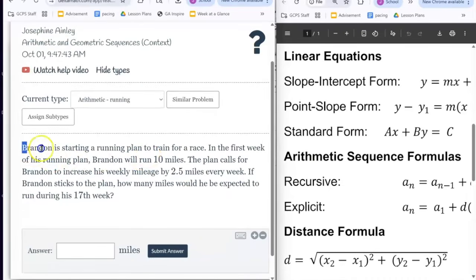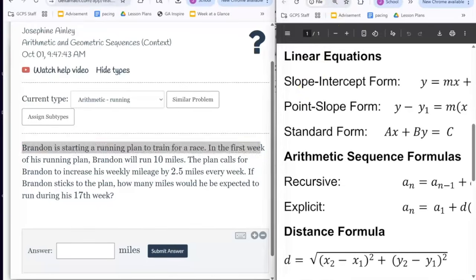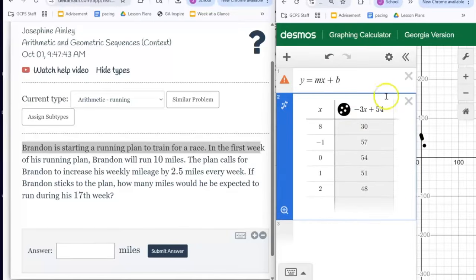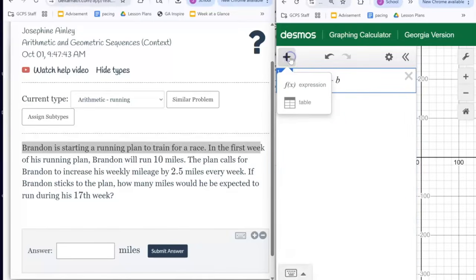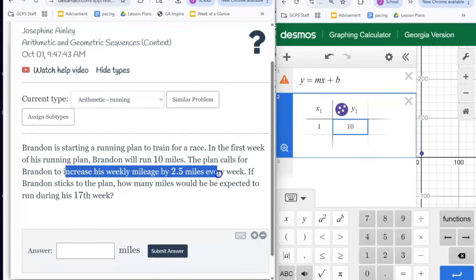All right. Someone is running. Brandon is running to train for a race in the first week. Again, so if they tell you the first, you have to use the first. All right, so if they're telling me a sequence, I'm going to put that in because it's nothing for me to really read. So they're telling me in the first week. So I'm going to say number 1. They didn't say in the 0 week, the first week. So 1. In his running plan, he will run 10 miles. So the first week, 10 miles. The plan calls for Brandon to increase his weekly mileage by 2.5.